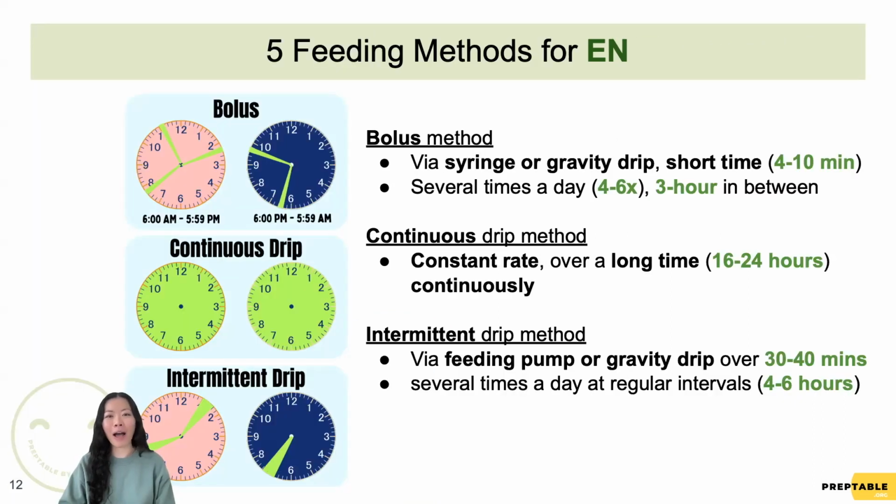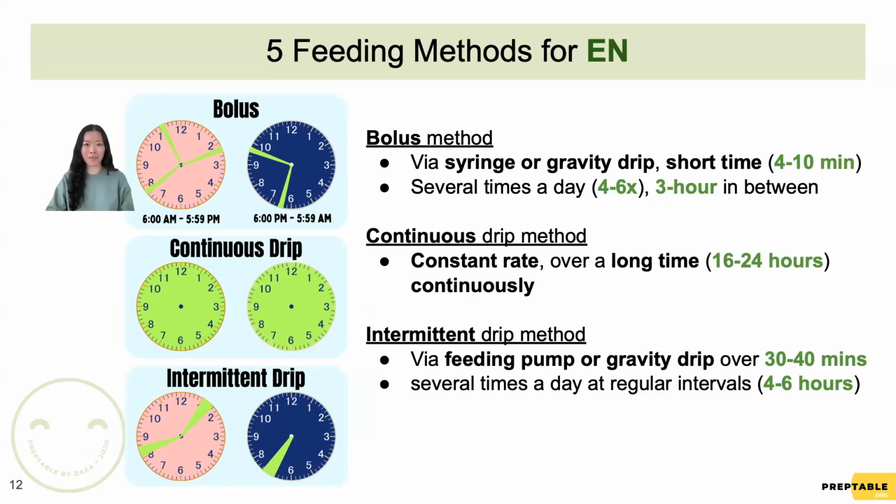By now, you know how to pick the right EN formula. The next question is, how much and how often do you need these formulas? There are 5 common feeding methods, including bolus, continuous drip, intermittent drip, cyclic feeding, and transitional feeding. Let's tackle them one by one.